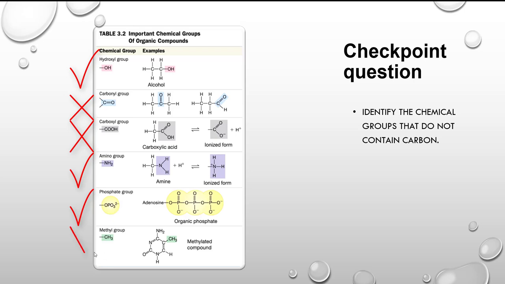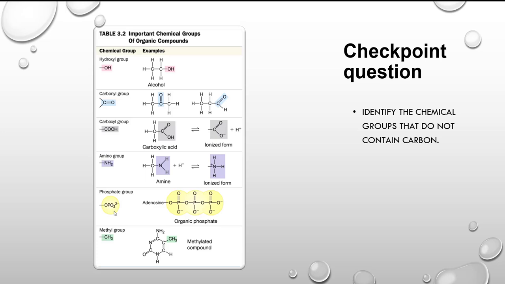And then finally we have our methyl group. We talked about methane, where we have a carbon attached to 4 hydrogens, but we can also have a methyl group where we have a carbon attached to 3 hydrogens, but is also attached to the carbon skeleton. So there's 3 out of 6 of these that don't contain carbon: the hydroxyl groups, the amino groups, and the phosphate groups.